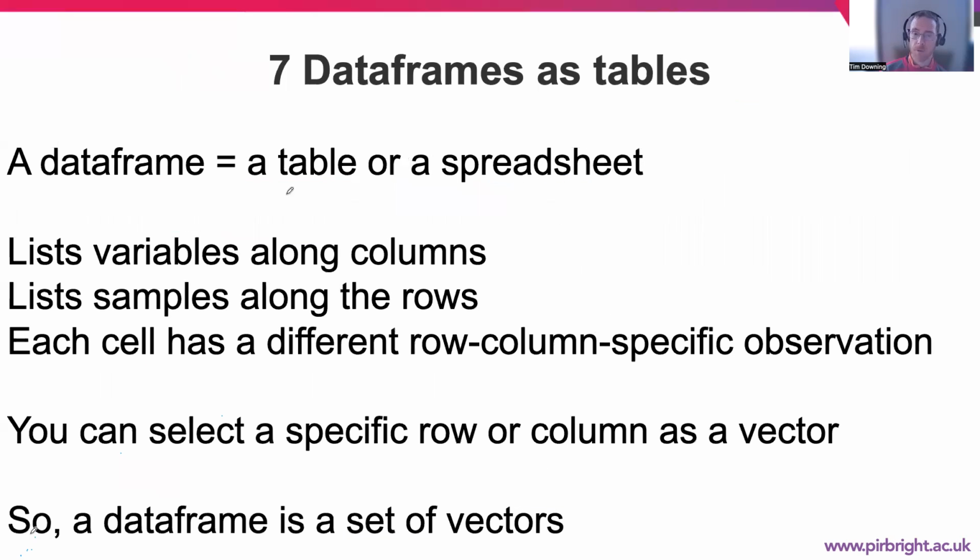So a data frame is a table or a spreadsheet. We have the variables along the columns and the samples along the rows. So you might have a range of different treatments and then a range of different mice that you're looking at, and they'll be along the rows. And the features of those mice will be the columns or treatments. Each has a different row and column specific observation, and that's typically a numerical value that will be recorded there. That means in R, you'll be able to select a particular row or column as a vector. So think of a data frame as a set of vectors.